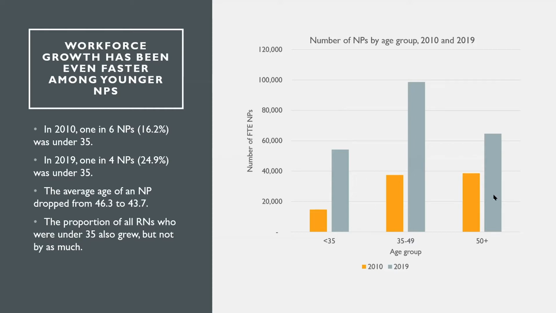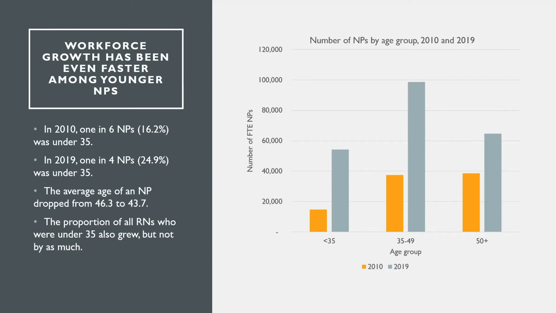And on the left of those bullets in 2010, about 1 in 6 NPs was under 35. And by 2019, it's 1 in 4. That's a big growth. The average age of an NP dropped from 46.3 to 43.7 years. And even though it's true that there's been a surge into the workforce of RNs as well, and they have also gotten a bit younger on average, it's not as much as NPs.